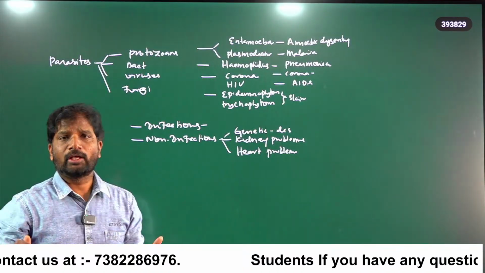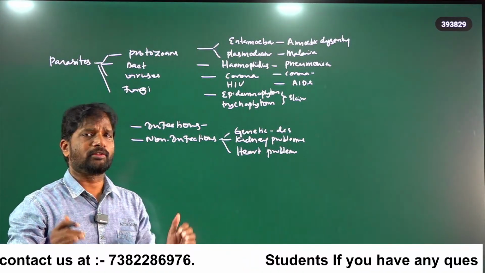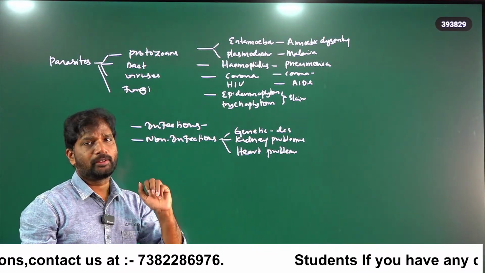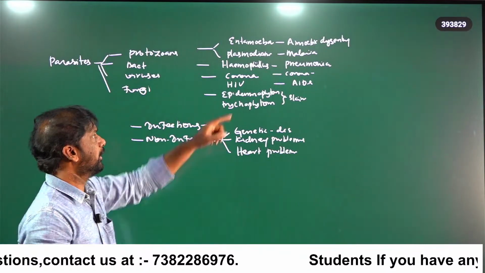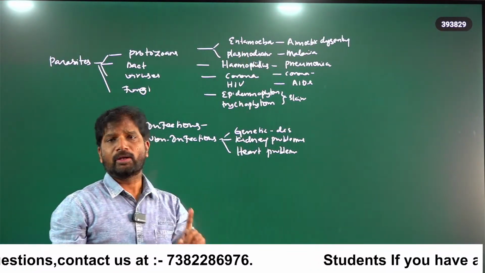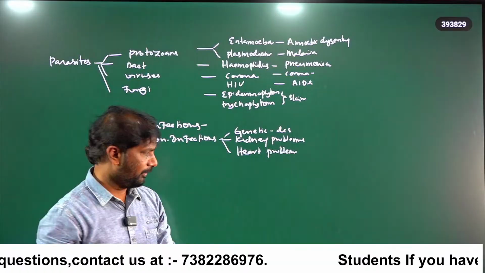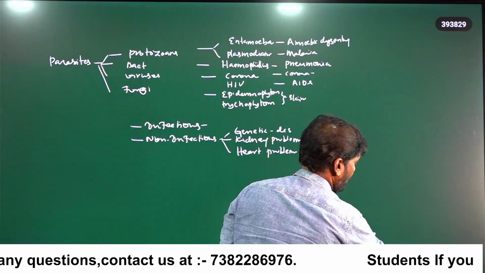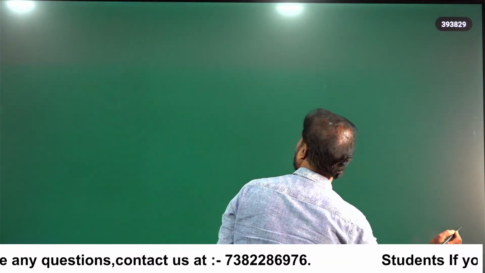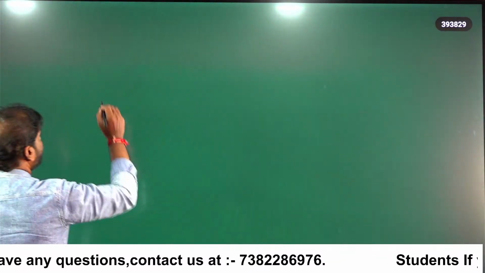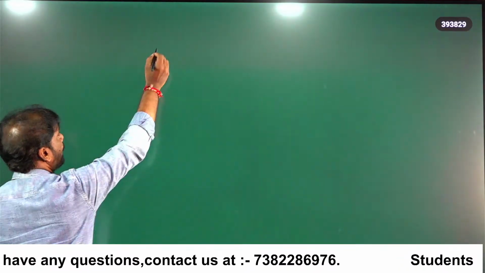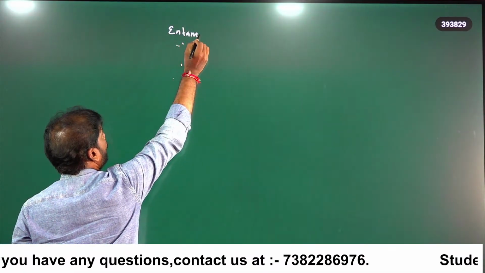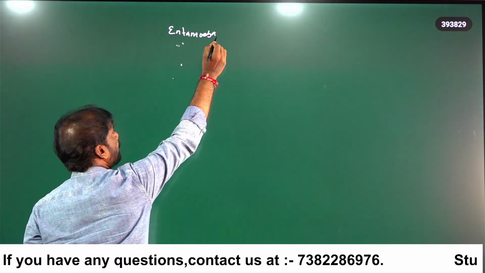So today we can discuss these disorders. Among the parasites, we can discuss the protozoan disorders, especially the Entamoeba histolytica life cycle. Right now, we can discuss the Entamoeba life cycle. Entamoeba histolytica.